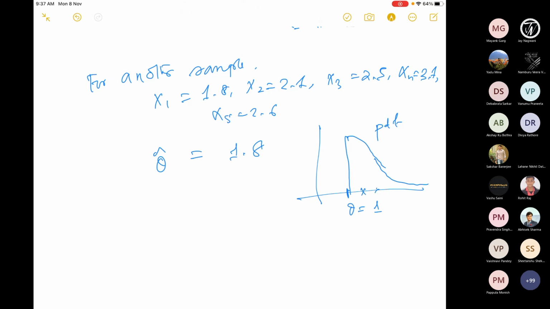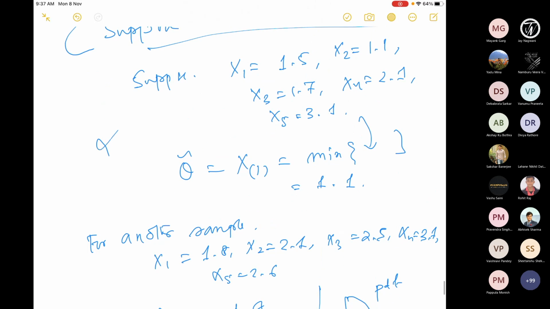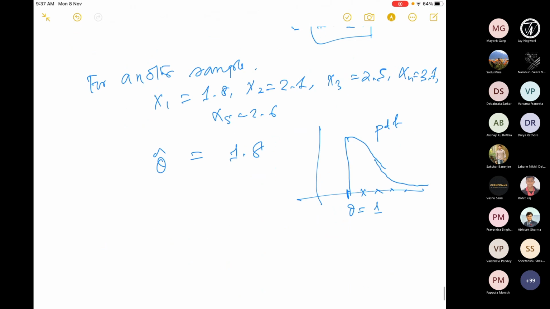I have different sample values from here. I'm getting some values from here, but I do not know the value of theta. The original value is theta equal to 1. In the first case I got this sample, and this estimator gives 1.1. Here another estimator is 1.8, and so on. Now see, from the graph it is clear that if you take a value which is close to 1, there is a high chance, because the probability is very, very high here.